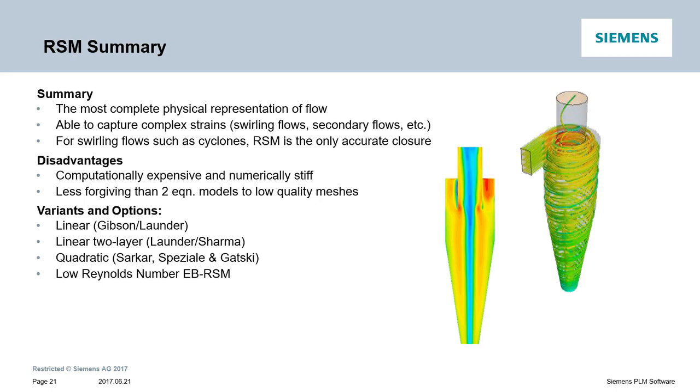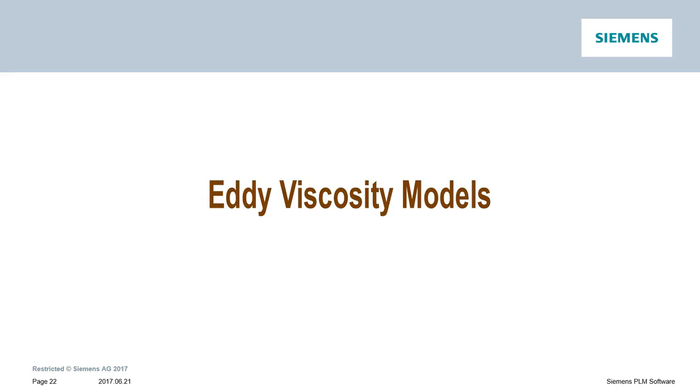To model this term in Star-CCM+, four different approaches have been implemented: linear pressure strain model, quadratic pressure strain model, linear pressure strain two-layer model, and elliptic blending model. The bottom line is, for most engineering applications, we cannot afford to run RSM. Even if we can, it does not behave very well numerically. So we look for a compromise on accuracy for cost. That brings us to eddy viscosity models.